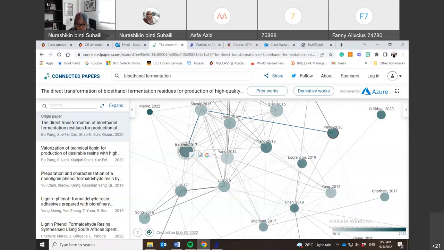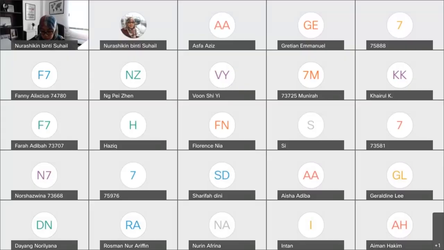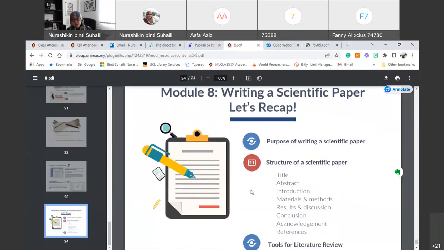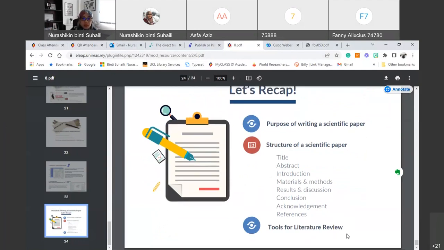All right, I think that's it for today. So basically, we have covered scientific article writing: what is the purpose of writing a scientific paper, the structure of a scientific paper, and also the tools for literature review.